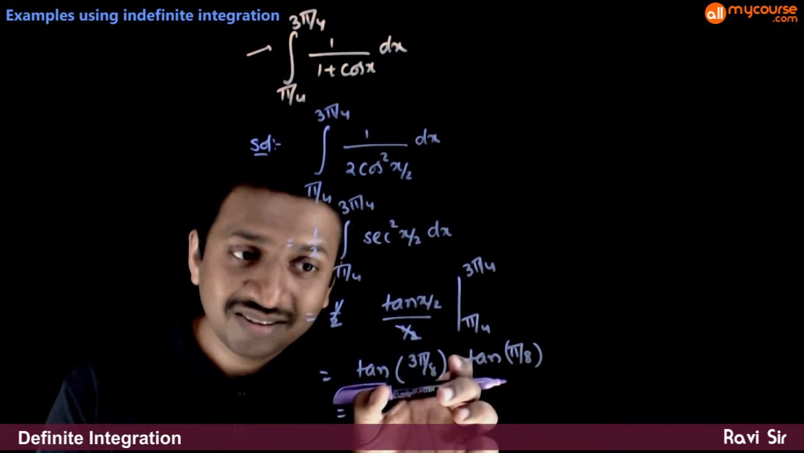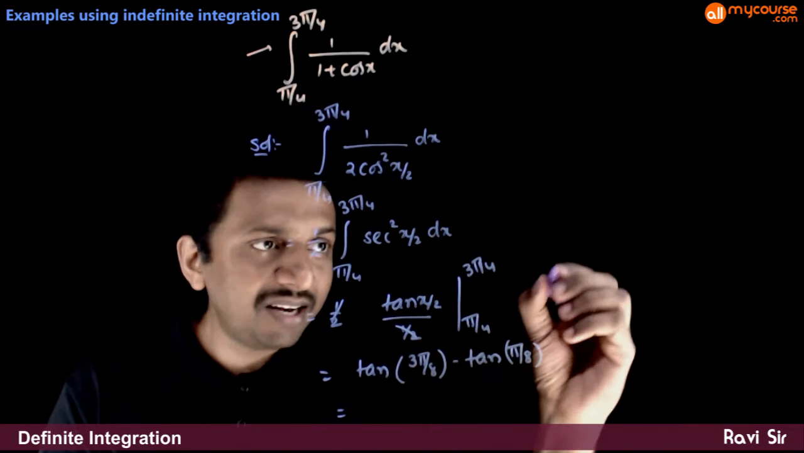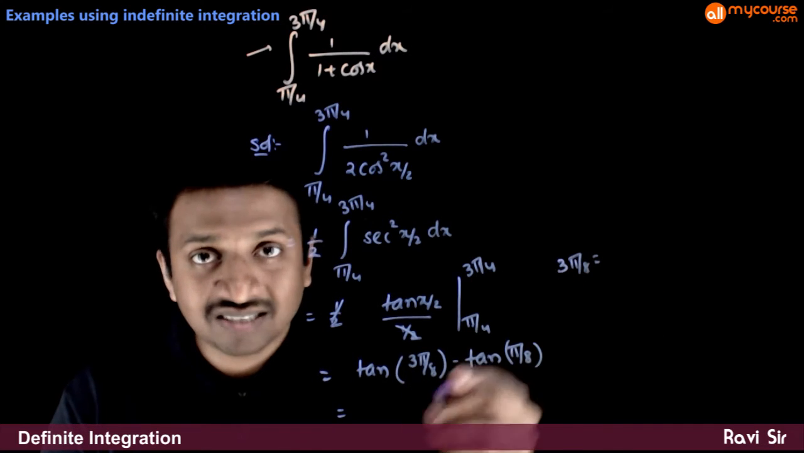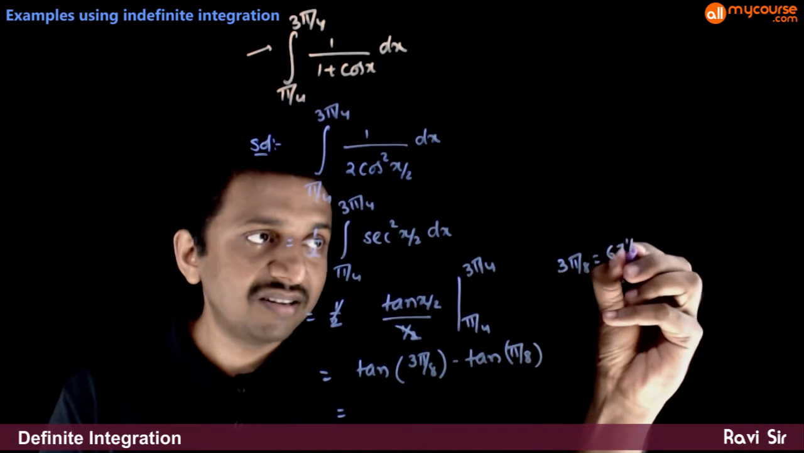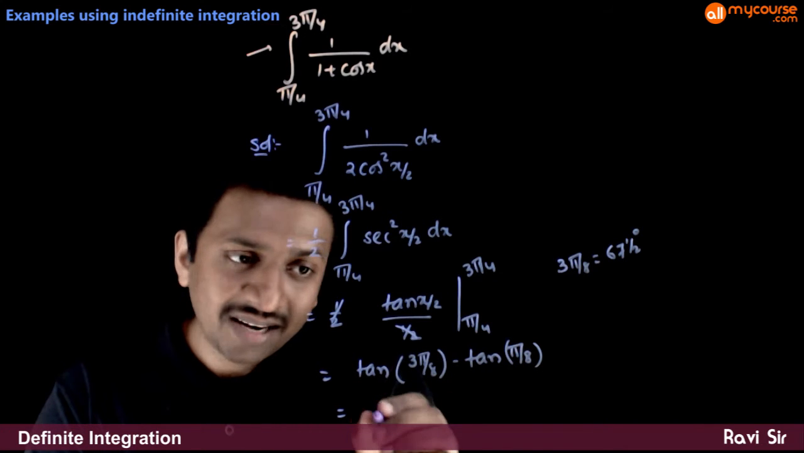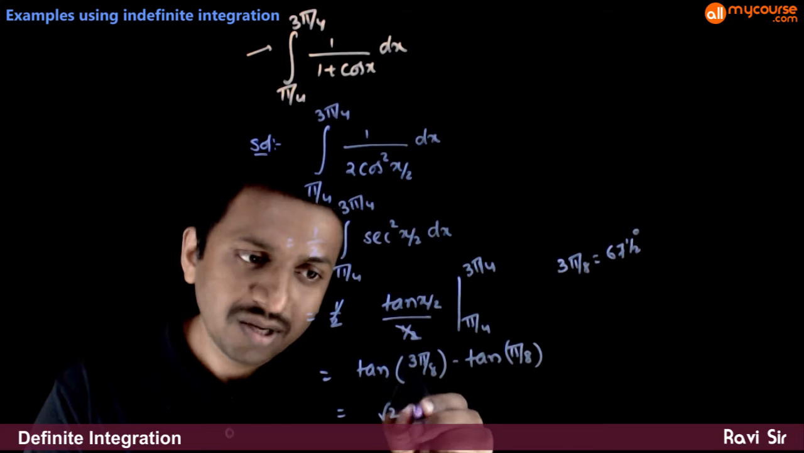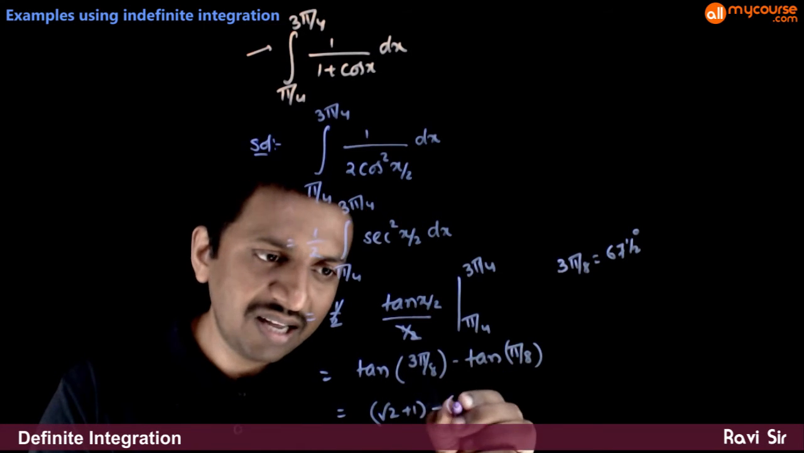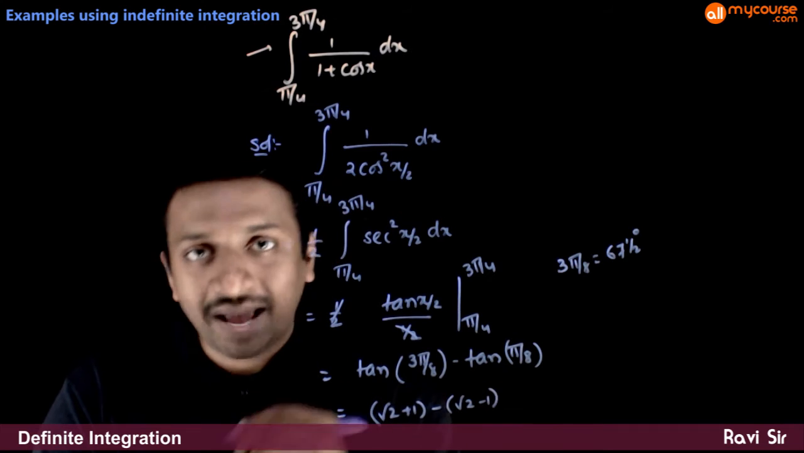So what is the tan of 3 pi by 8? 3 pi by 8 is nothing but 67.5 degrees. 67.5 is a standard angle. So what is tan 67.5? Root 2 plus 1, and tan 22.5 is root 2 minus 1.